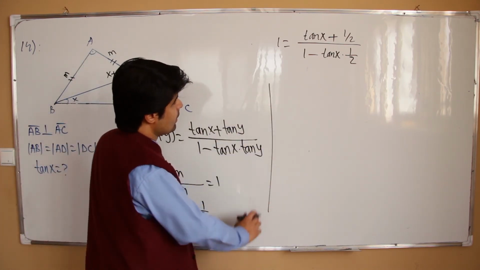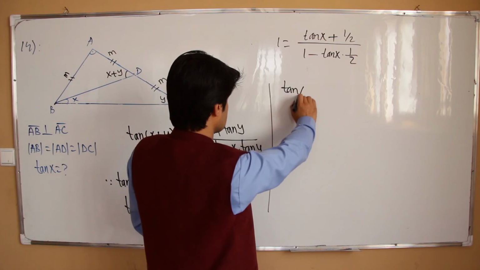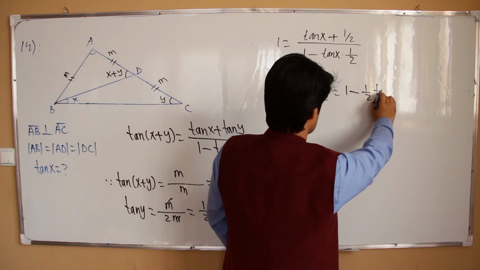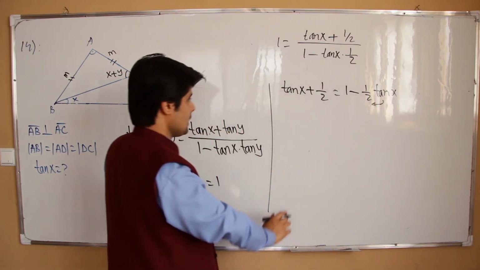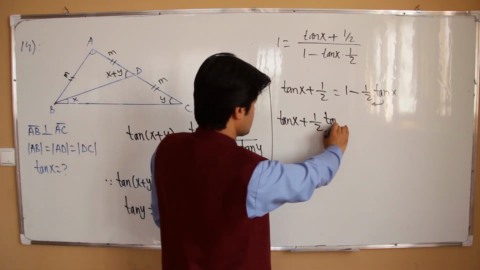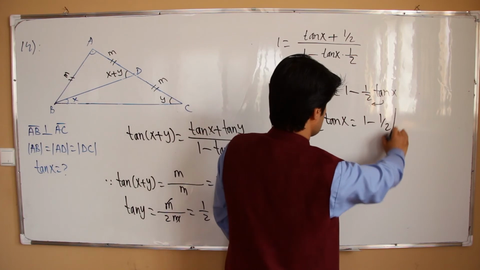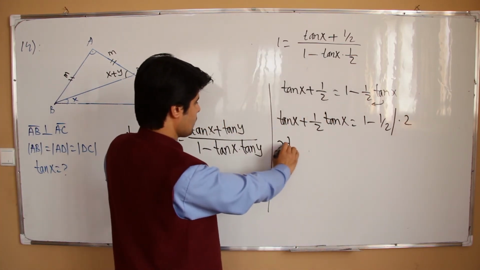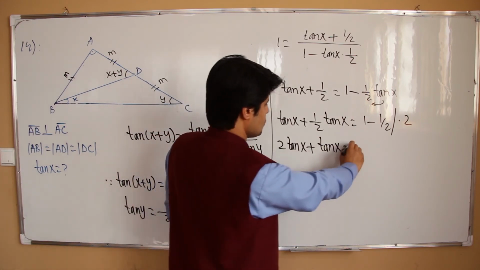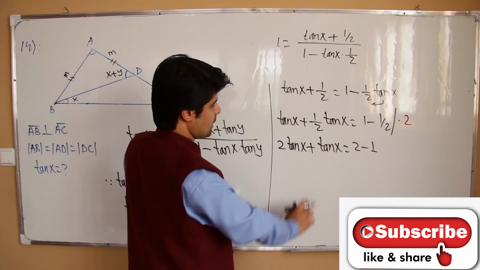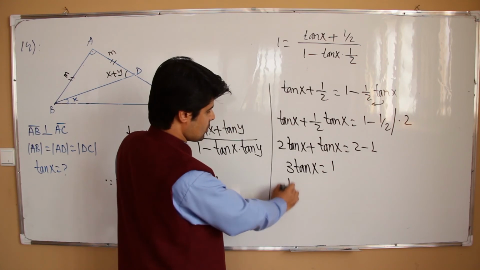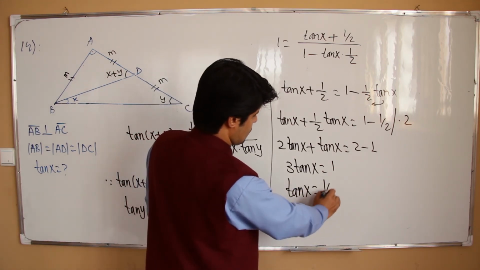Now cross multiplication, you will have tangent of x plus 1 by 2, and this time this one 1 minus 1 by 2 times tangent of x. Put this one to the LHS, so you will have tangent of x plus 1 by 2 tangent of x, equal to 1 minus 1 by 2. Multiply both sides by 2, you will have 2 tangent of x plus 1 tangent of x is equal to 2 minus 1. 2 plus 1, 3 tangent x, 2 minus 1, 1. Divide both sides by 3, you will have tangent of x is 1 by 3.